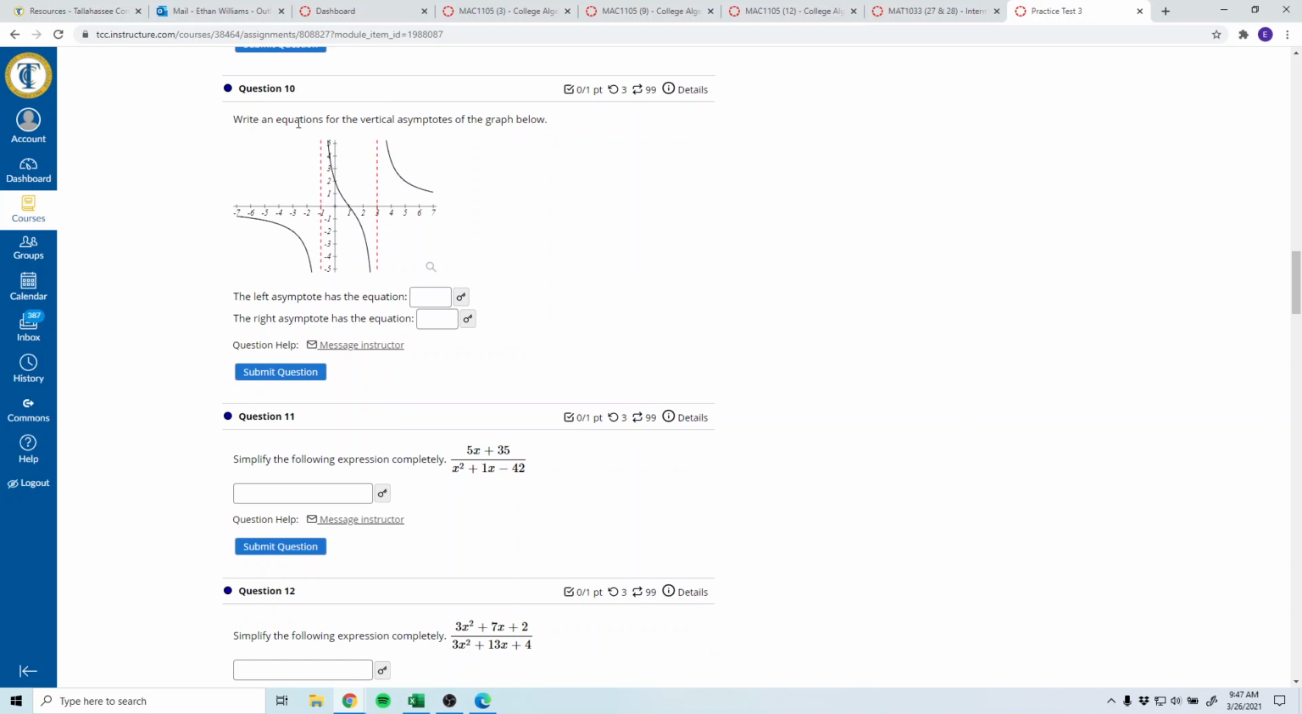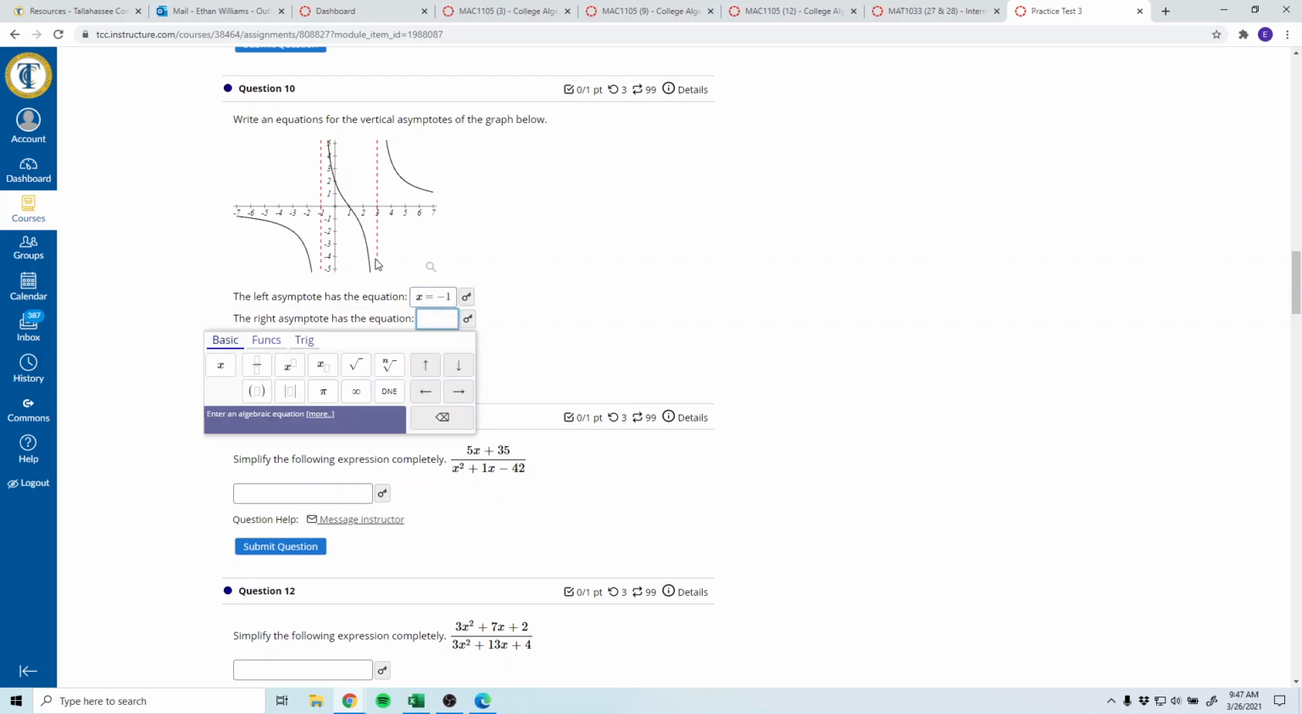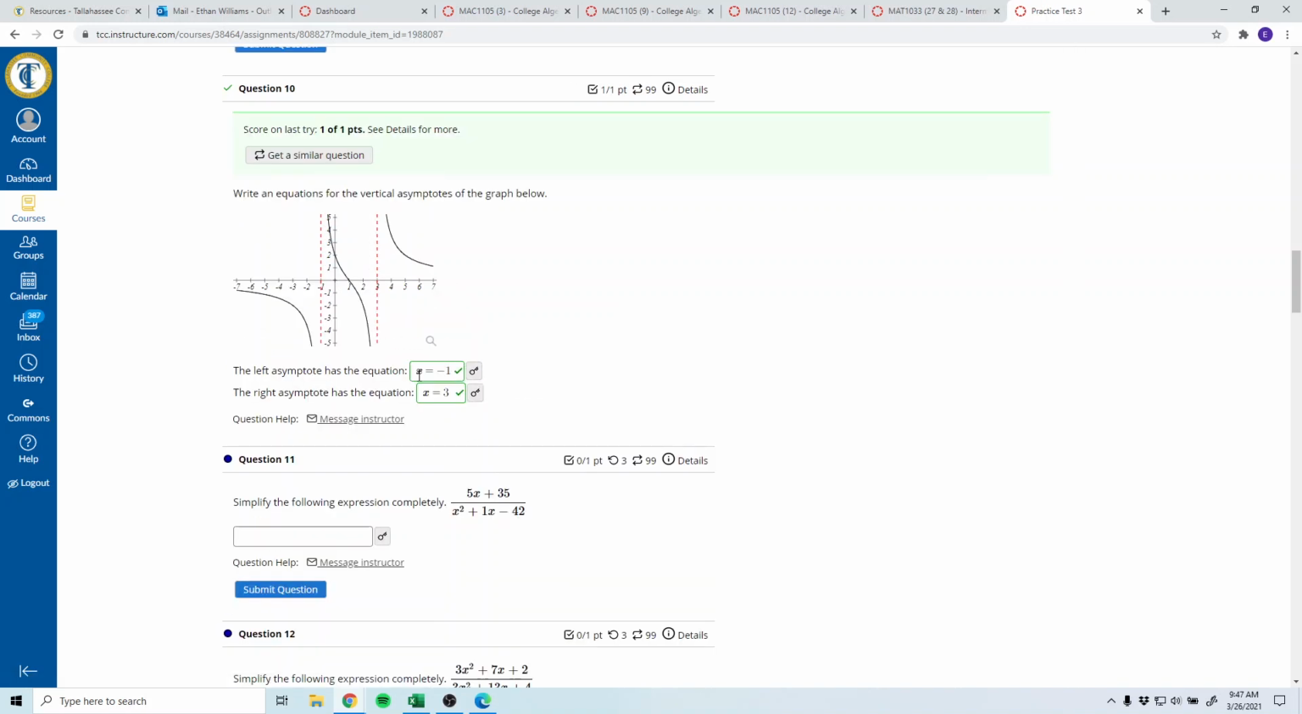All right, number 10 here says write the equation for the vertical asymptotes of the graph below. This one, there's not really much work to do. The main thing is to remember that the vertical asymptotes are these vertical red lines that are dashed, and you just have to make sure they are equations. So the one on the left asymptote is at negative 1, but it's got to be a vertical line. It's x equals negative 1. And then the one on the right is at 3. Because it's a vertical line, it's x equals, and then the number 3. And you submit, and you see it works.